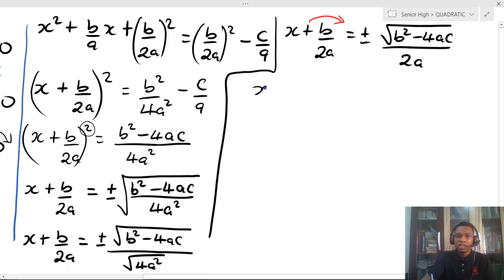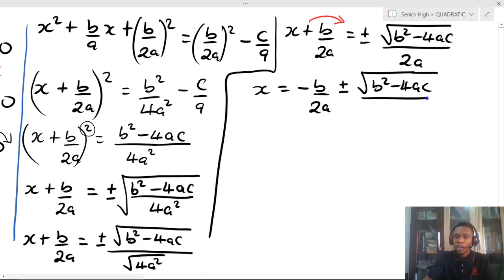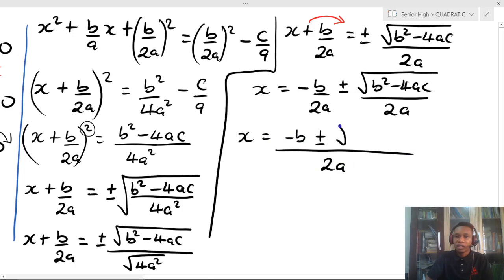Now I can take this one over to this side, and that will be x is equal to, when this goes over here it becomes negative, right? Minus b over 2a, and then we have plus or minus square root of b squared minus 4ac over 2a. So what's the next thing after this? You can see that they are sharing the same denominator, so we can take one denominator for both of them. X is equal to the denominator 2a, and then we have minus b plus or minus square root of b squared minus 4ac, and we are done.